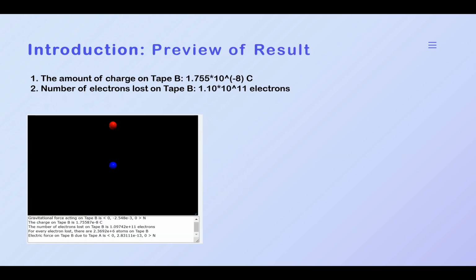And here's a preview of the result. The amount of charge on tape B and the number of electrons lost on tape B are these two numbers. And you can see the results I got from the GlowScript code are also the same.